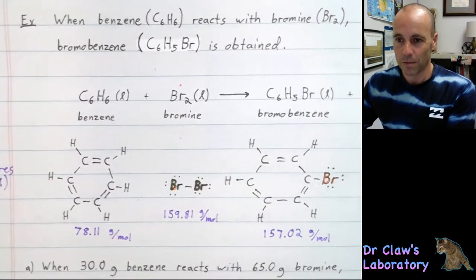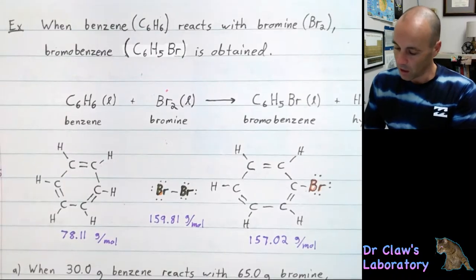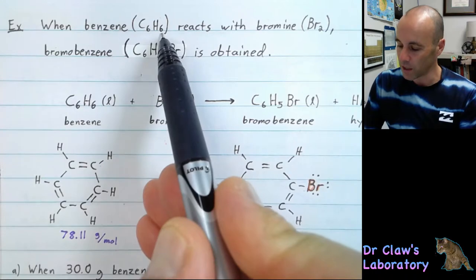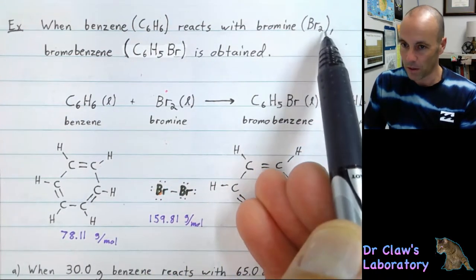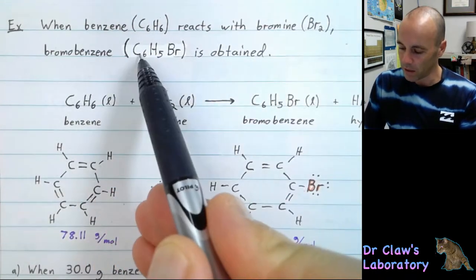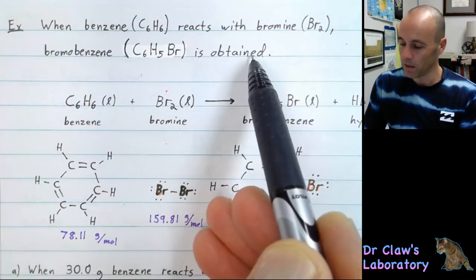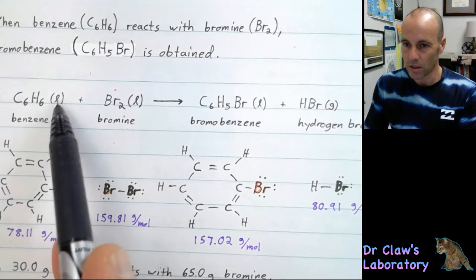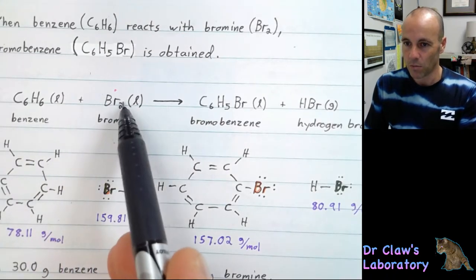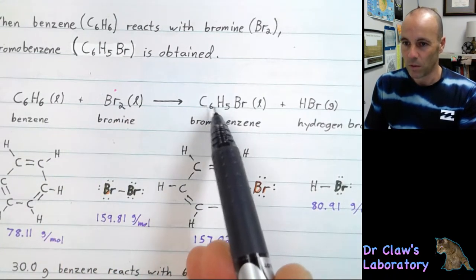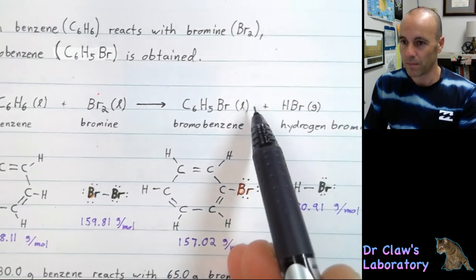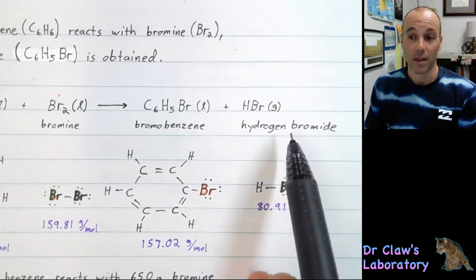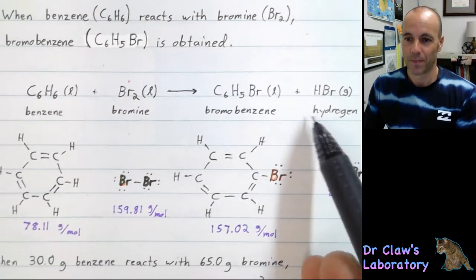So I got this problem from another textbook, and it reads: when benzene, C6H6, reacts with bromine, Br2, bromobenzene, C6H5Br, is obtained. And here is the equation. C6H6 liquid benzene reacts with bromine liquid to form bromobenzene liquid and hydrogen bromide gas. It bubbles out of the liquid once these react.